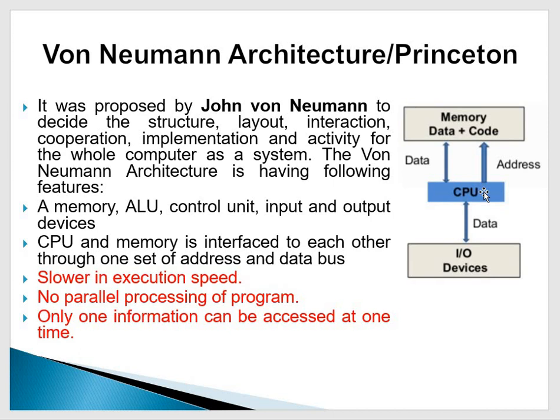And if there is a need to read or write data to complete that particular instruction, then the CPU cannot read or write the data in parallel with fetching. So only one piece of information can be accessed at one time. It means either the CPU can fetch the opcode at one time, or it can read or write the data from the memory to complete the execution process. So these are the disadvantages of the von Neumann architecture.